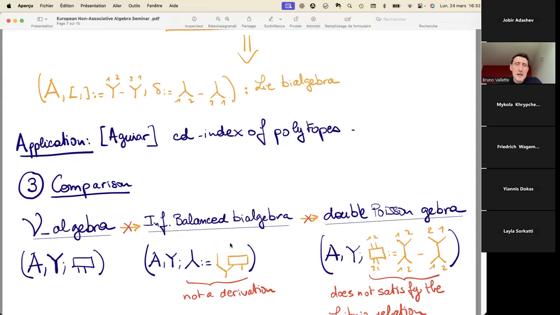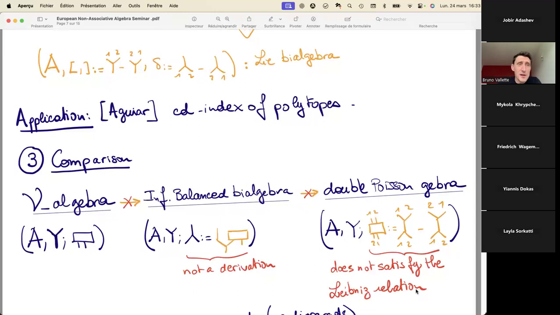So if we have a V algebra, maybe we can create an infinitesimal bialgebra because we could try to produce a coproduct by composing the product we have here with this guy here. We plug it here and it creates an operation with one input and two outputs. And because of the relation of V algebra, there is no choice. There's just a unique guy like this. Yes, but if you check, this guy is not a derivation.